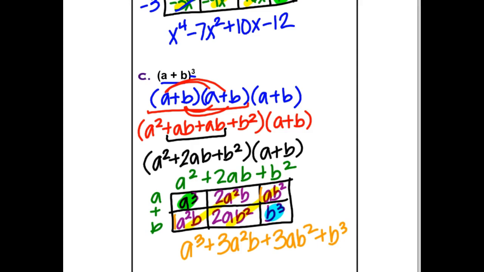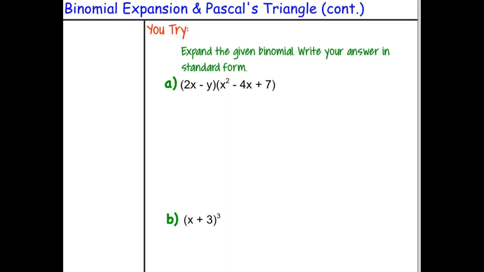So now, I want you to practice. I got two little less confusing problems. We got 2x minus y times x squared minus 4x plus 7. Yes, I threw that y in there so we can see if you can write it in standard form, and we'll work with that. And x plus 3, the quantity cubed. Work on that, and as always, bring your questions with you.